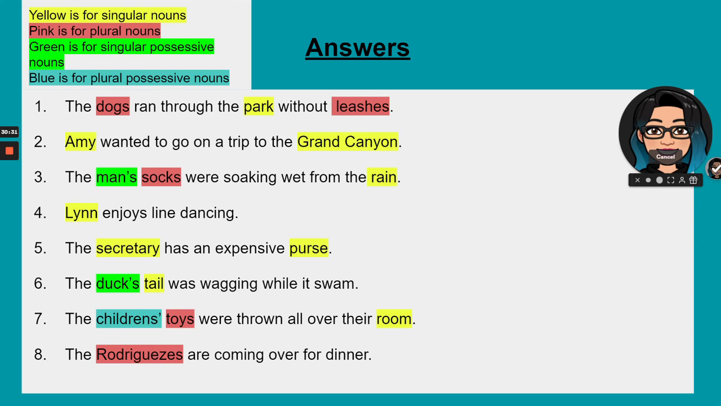And now we're on the last sentence. The Rodriguezes are coming over for dinner. So on this example, it has the weird rule because it's a last name, because it ends with a Z, we add ES. Because it is not possessive, we add the ES. So because it's multiple Rodriguezes and not just one Rodriguez, it is a plural noun.